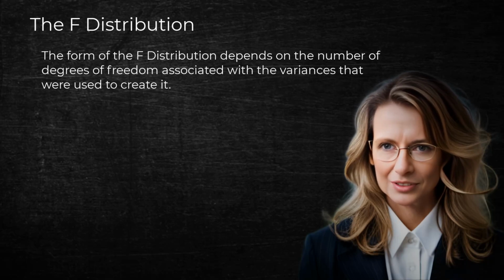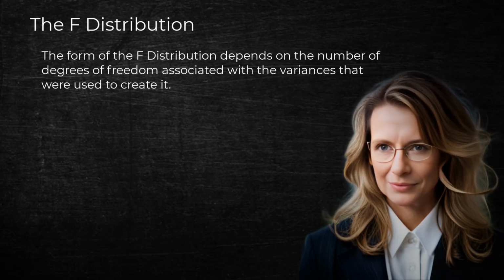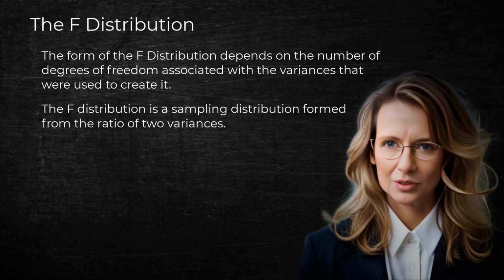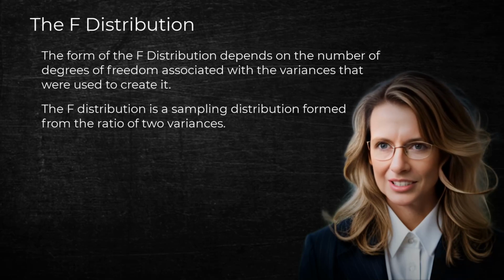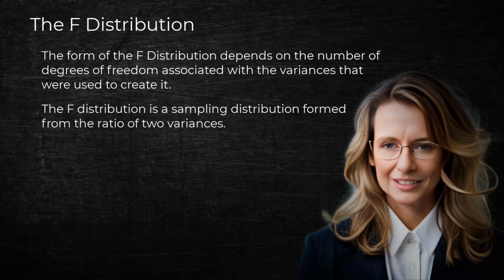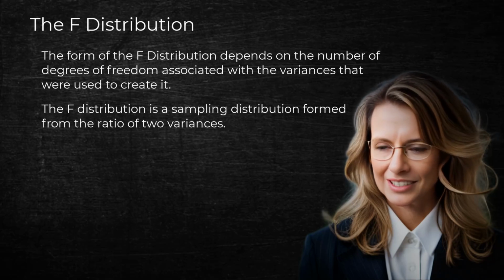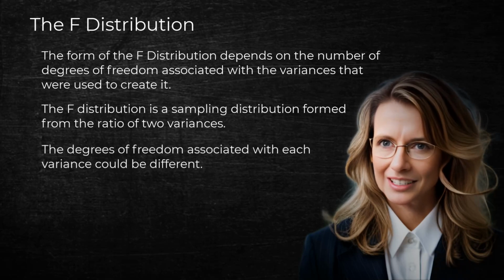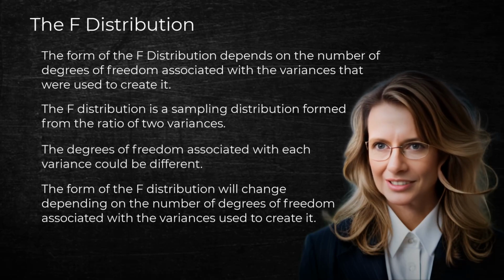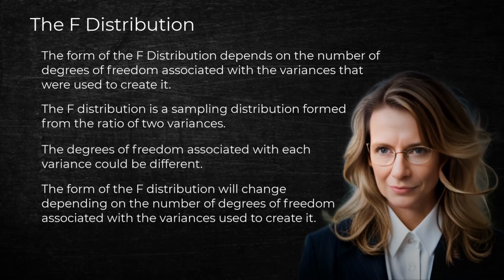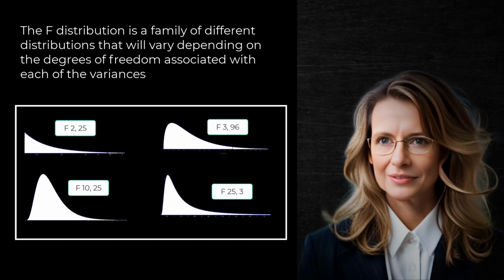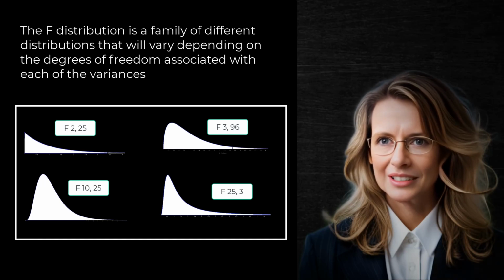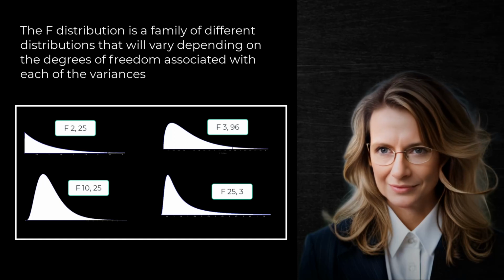The form of all F distributions depends on the number of degrees of freedom associated with the variances that were used to create it. As we said, the F distribution is a sampling distribution formed from the ratio of two variances. Each of the two variances could have been calculated using samples of different sizes. Therefore, the degrees of freedom associated with each variance could also be different. The form of an F distribution will change, depending on the number of degrees of freedom associated with the variances used to create it. As a result, the F distribution is actually a family of different distributions that will vary depending on the degrees of freedom associated with each of the variances.